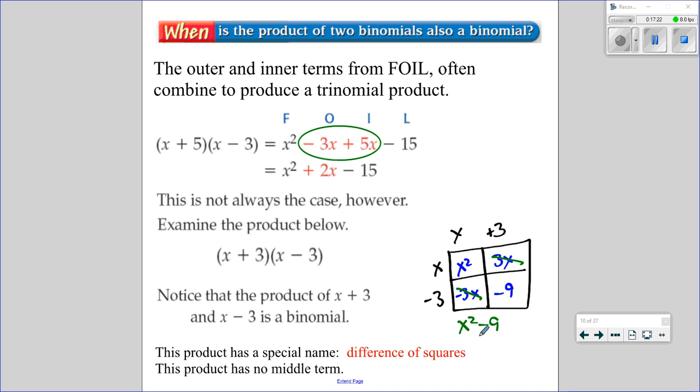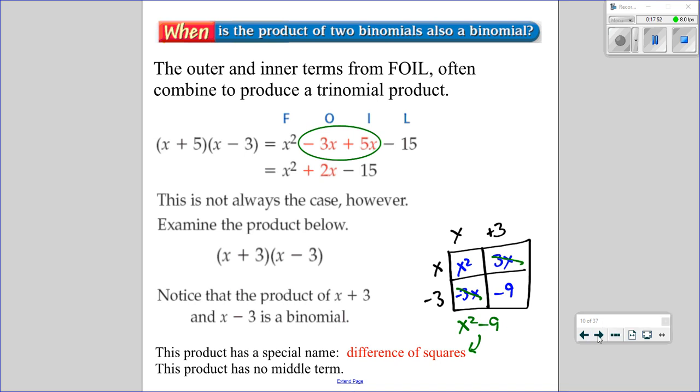So this is called a difference of squares. There's no middle term because they cancel each other out, and you end up with two terms. When you see expressions that are almost the same, but the only thing that's different is the signs, positive, negative, then you're going to end up with that. So basically you just square the first, and then you square the last, and that's it. The middle term you don't even have to worry about because they'll cancel out.